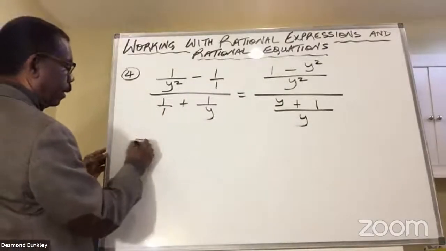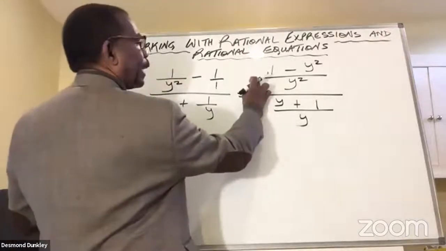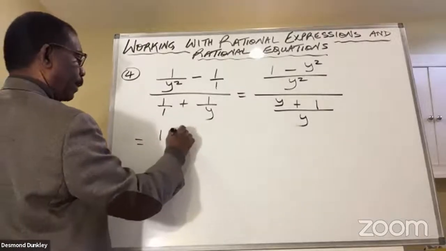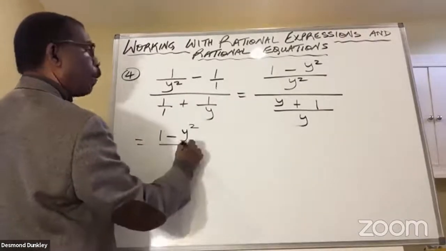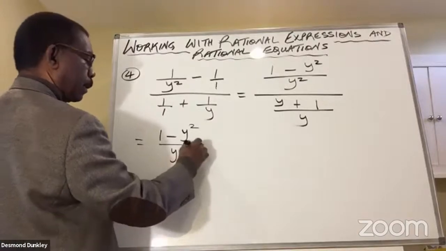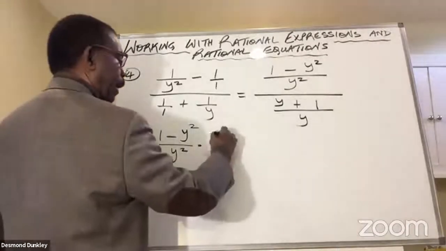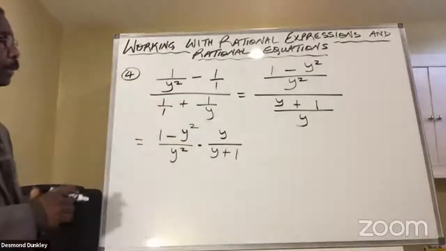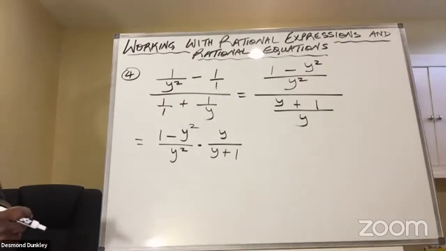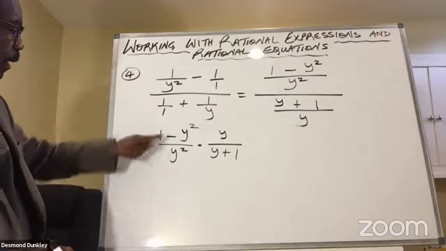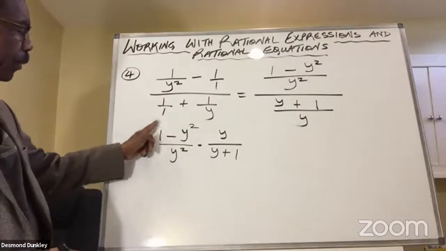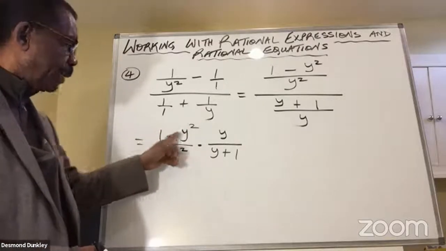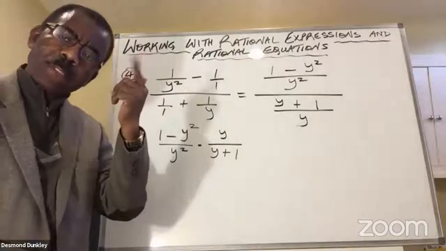So we can put equal. So now I'm going to write this, multiply by this when flipped. So it is 1 minus y squared over y squared times y over y plus 1. Okay, so here we go. This is actually 1 squared minus y squared. So this is a difference of squares. So I can actually factorize this using the difference of squares concept.